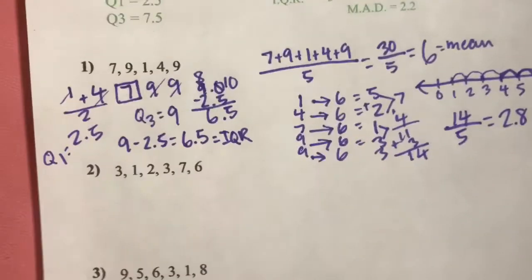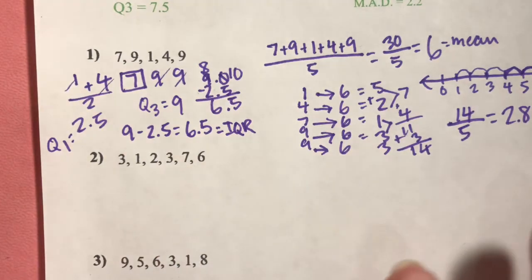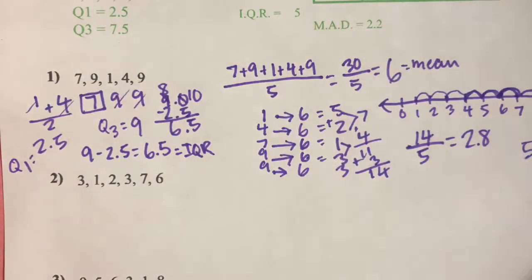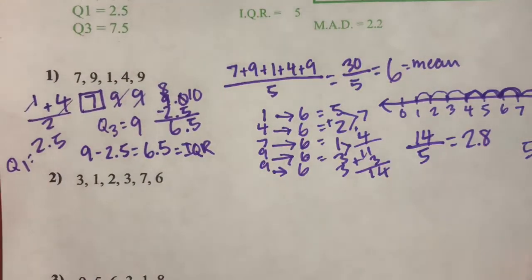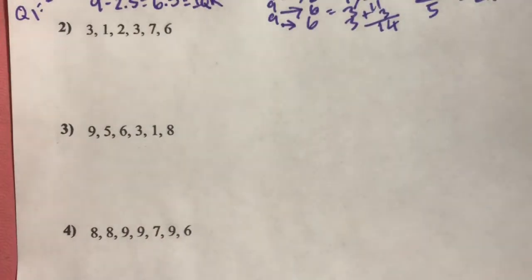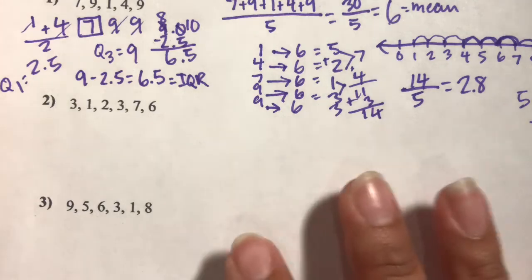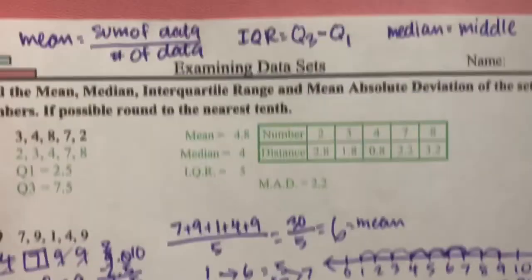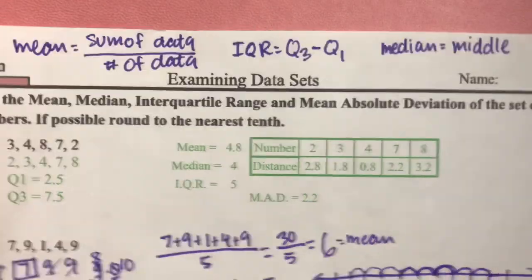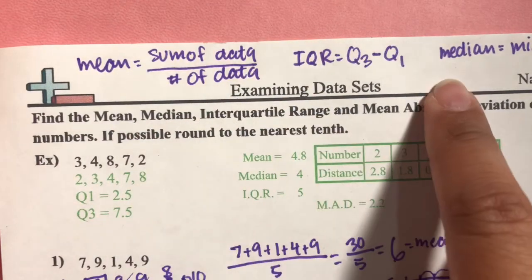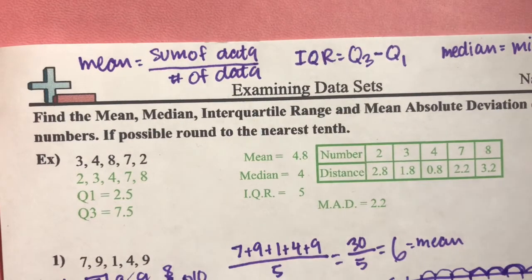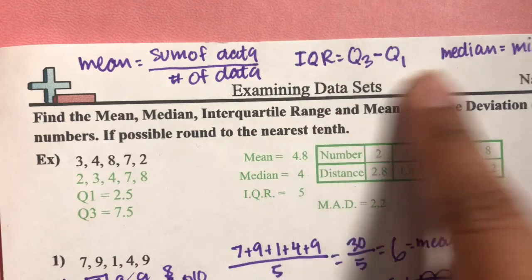Okay, so remember, double check your math. Feel free to use a scratch paper if this is a lot of work to have in this small section, and do the rest of the problems. I'll be walking around helping and checking to see if you're using the right procedures and the right operations to find all of these to examine your data sets. So to find the mean, the IQR, the median, and the MAD. All right.